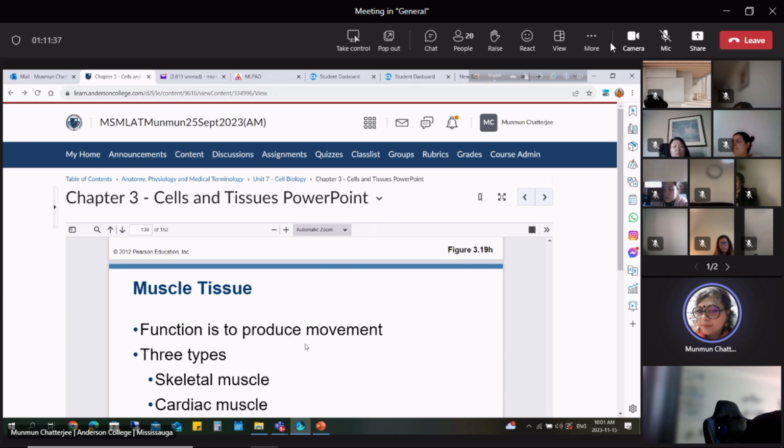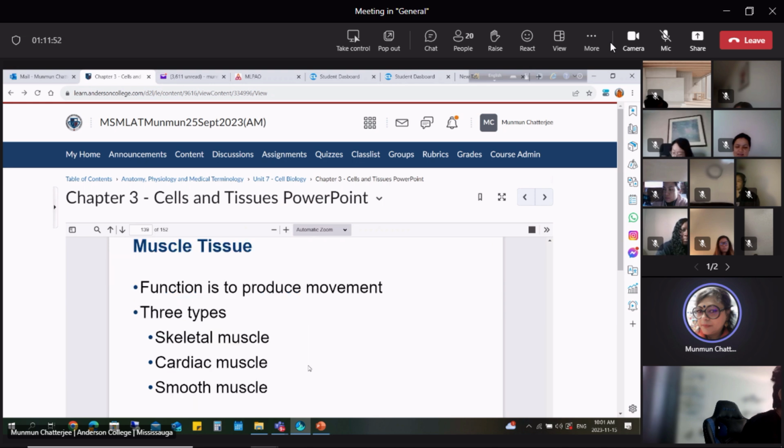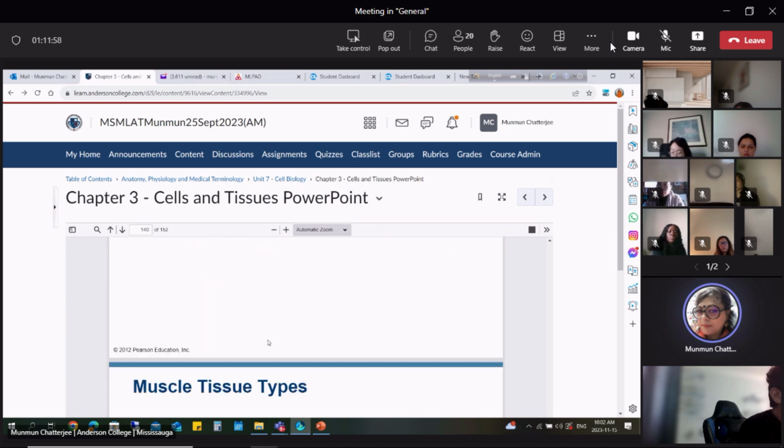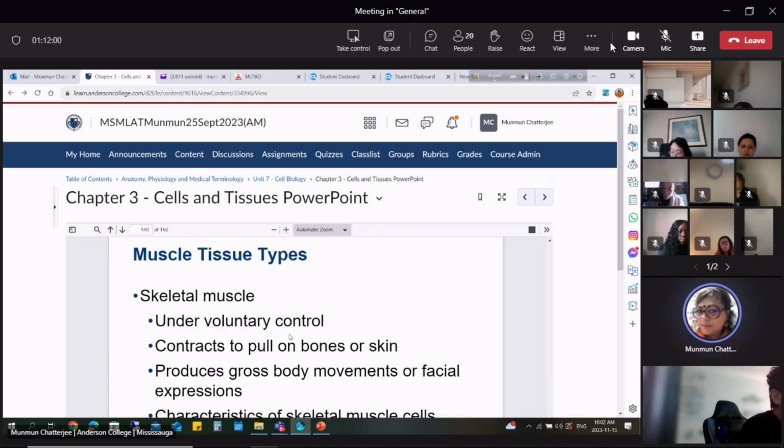Next comes muscle tissue. Function is to produce movement. Muscle tissue means produce movement. What are the three types of muscle cells? This is very important. We have skeletal muscle, cardiac muscle, and smooth muscle. And each muscle's function is very important. Questions will come. Skeletal muscle: this is under voluntary control. You can control yourself when you are moving.